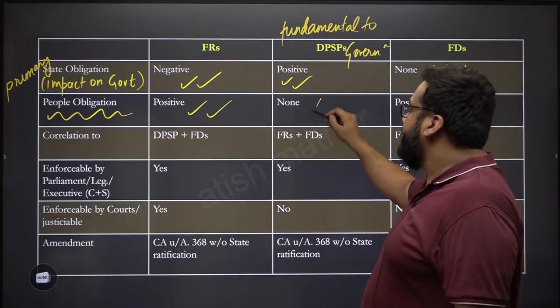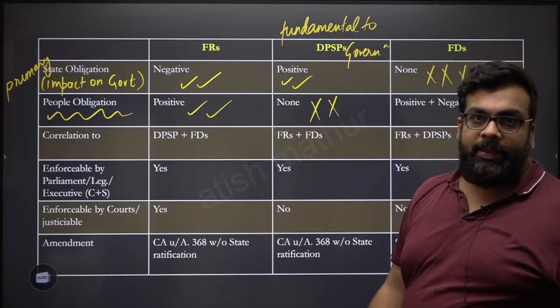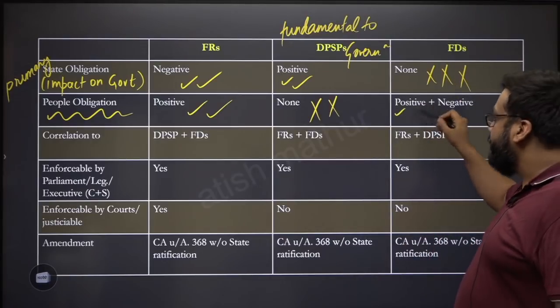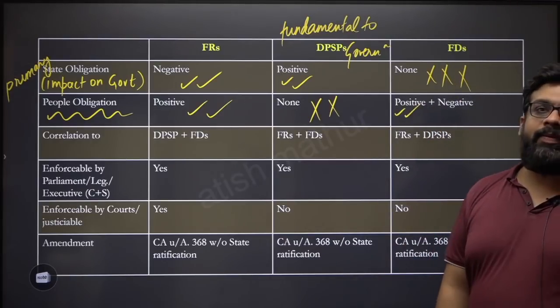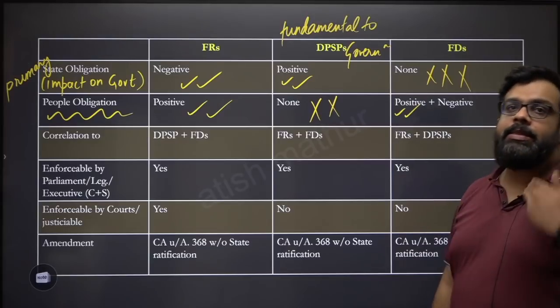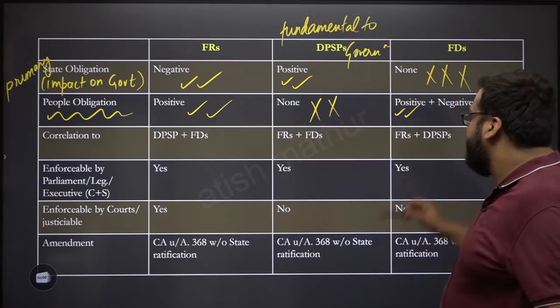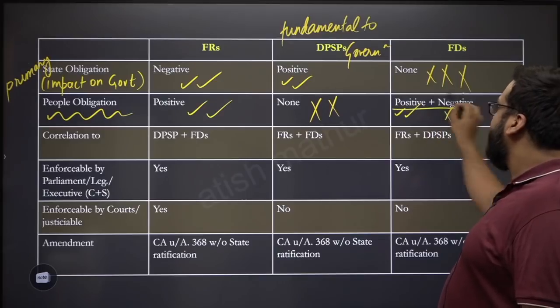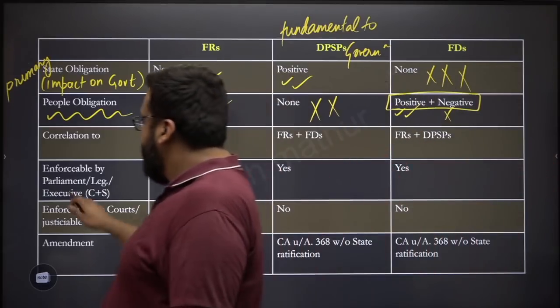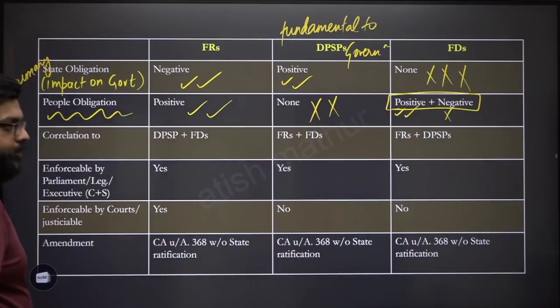And directive principles have absolutely no obligations here. And as far as duties are concerned, it encourages people to do something such as develop scientific temper. It also encourages people to abandon certain beliefs such as violence and so on and so forth. So it has both a positive and a negative obligation on the people. Now comes the tricky part, the correlation part. Let's understand this through a very simple example.